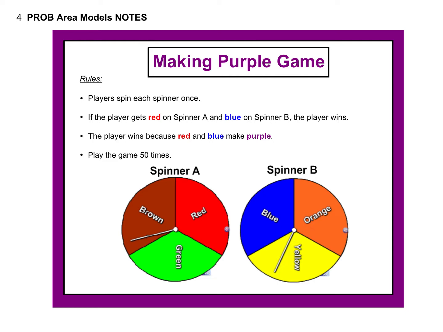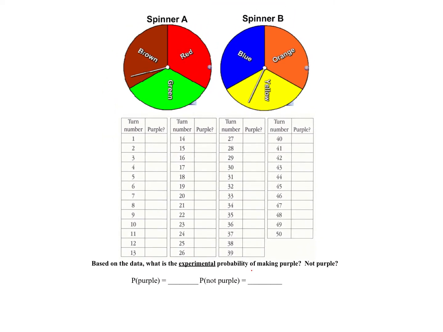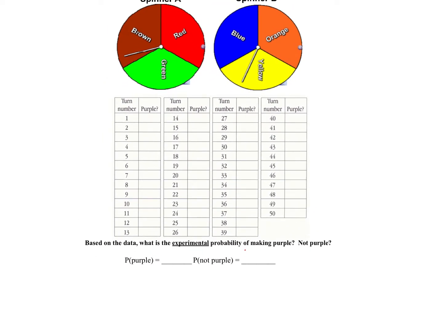spinner B. It says to play the game 50 times. We played it 25 times in class, so our numbers are just going to be out of 25, just so you know that, 25 instead of 50. And what we did, we found out different probabilities in different classes. I'm going to use the data from one of my classes.